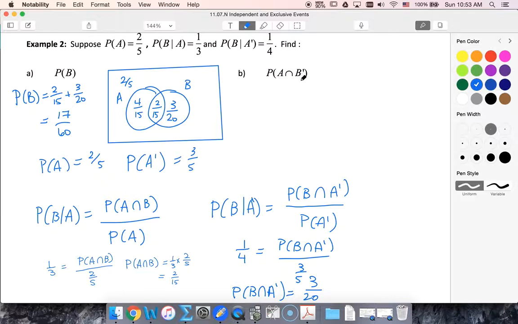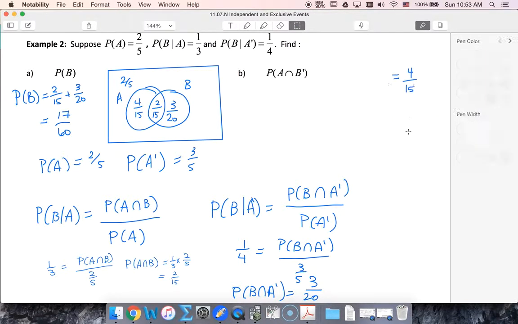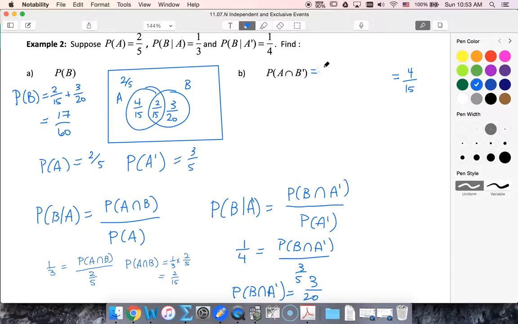Probability of A intersect not B, well, that's my 4/15 over here. So we figured that one out because we knew our complete probability of A. The way that we figured that one out was by saying the whole probability of A minus A intersect B. So once we knew A intersect B, we knew our 2/5 and we subtracted to get our 4/15.